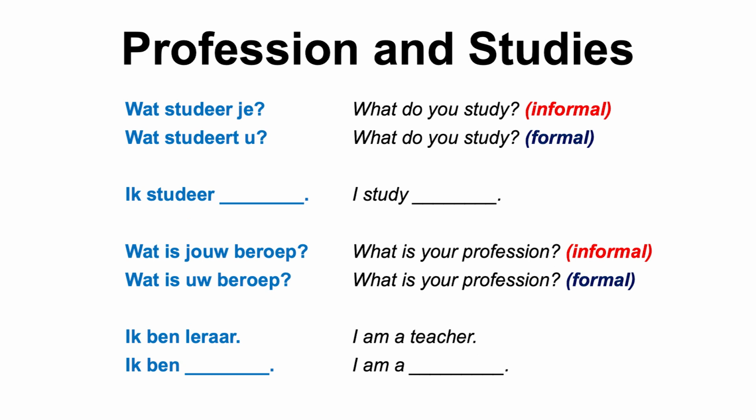The last slide today will be talking about your studies or your profession. The best way to ask students about their studies would be wat studeer je? Or wat studeert u? And the answer is ik studeer, for example, ik studeer Nederlands. To ask someone about work, you say wat is jouw beroep? Or wat is uw beroep? And the answer is ik ben, for example, ik ben leraar, I am a teacher. You do not use an indefinite article before the profession title.